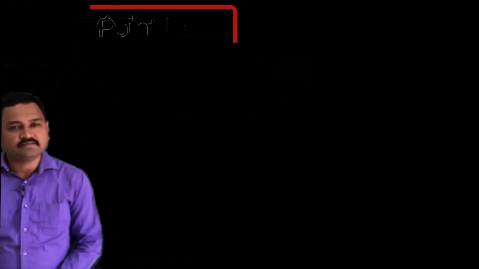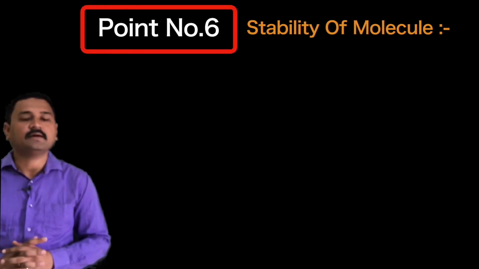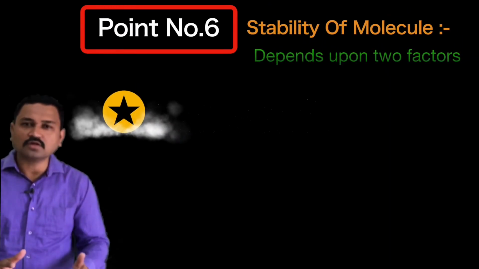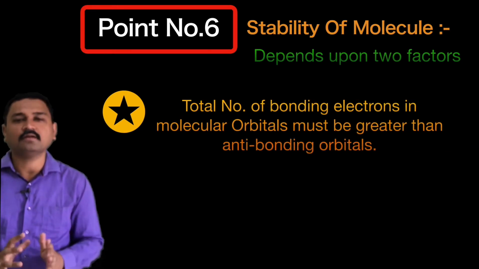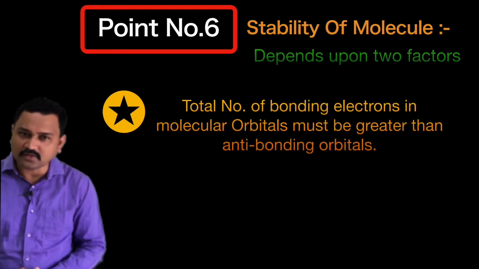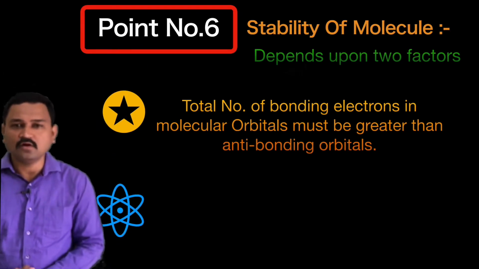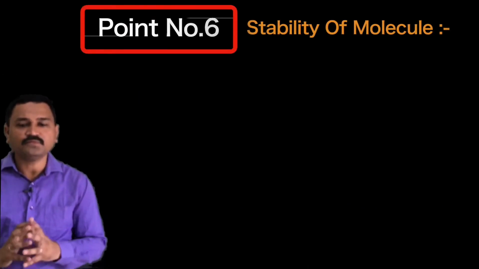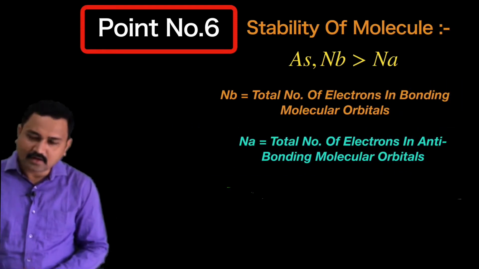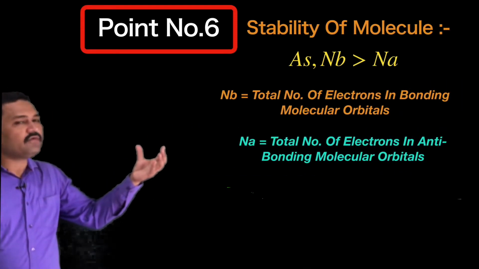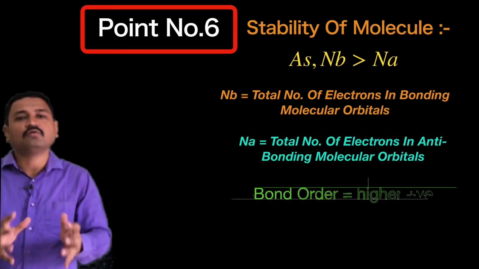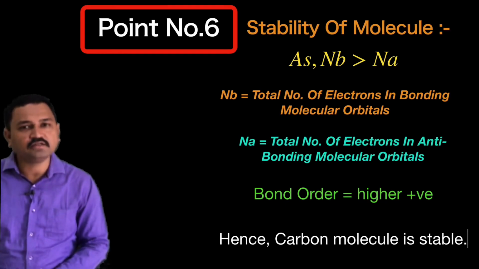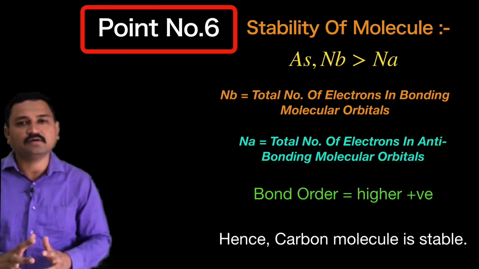Now the next point, that is the stability of molecule. We know that the stability of a molecule depends upon two important factors. The first factor is the total number of electrons in the bonding molecular orbitals and the total number of electrons in the anti-bonding molecular orbitals, and the second factor is the bond order value. So here you can observe that the number of bonding electrons in the carbon molecule is greater than the number of electrons in the anti-bonding molecular orbitals. So the value of Nb is greater than the value of Na, and bond order has a higher positive value. Hence the molecule containing the carbon-carbon double bond will be a stable molecule.